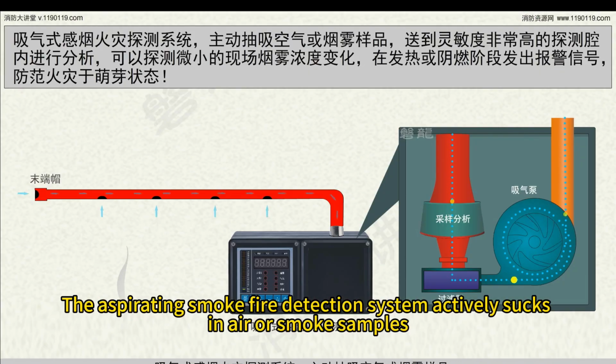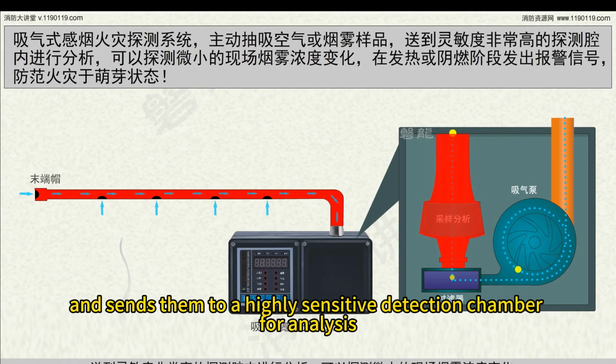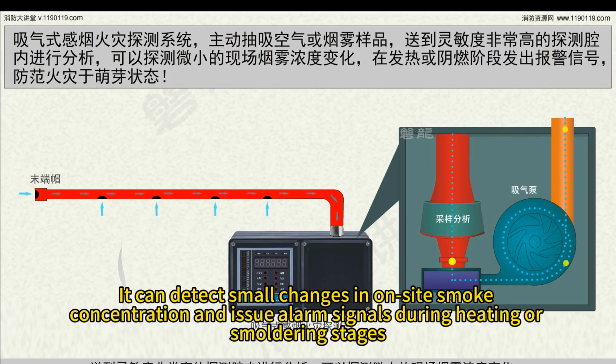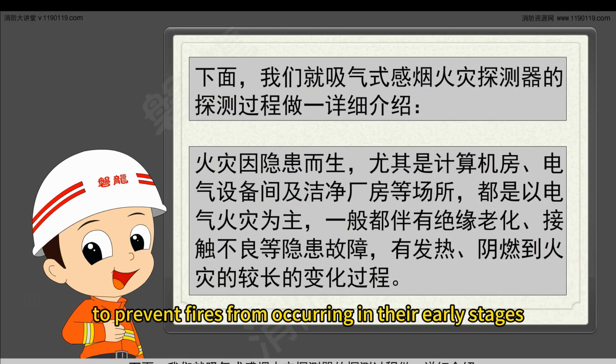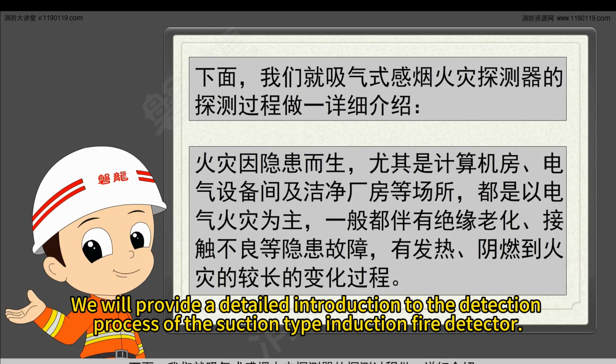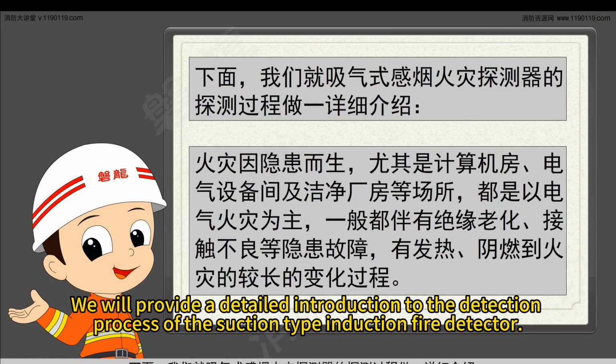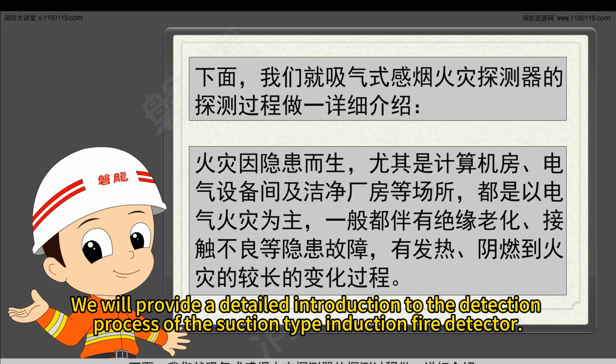The aspirating smoke fire detection system actively sucks in air or smoke samples and sends them to a highly sensitive detection chamber for analysis. It can detect small changes in on-site smoke concentration and issue alarm signals during heating or smoldering stages. To prevent fires from occurring in their early stages, we will provide a detailed introduction to the detection process of the suction-type induction fire detector.